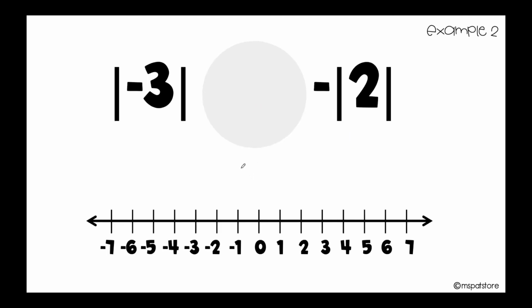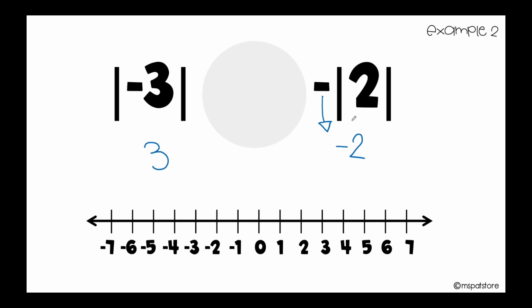How about this one? Absolute value of negative 3 and the opposite, that's why this negative sign is outside, the opposite of the absolute value of positive 2. So let's do it. Absolute value of negative 3 is positive 3, and then absolute value of 2 is 2, and then you need to bring down this sign that is outside. So your answer will be negative 2.